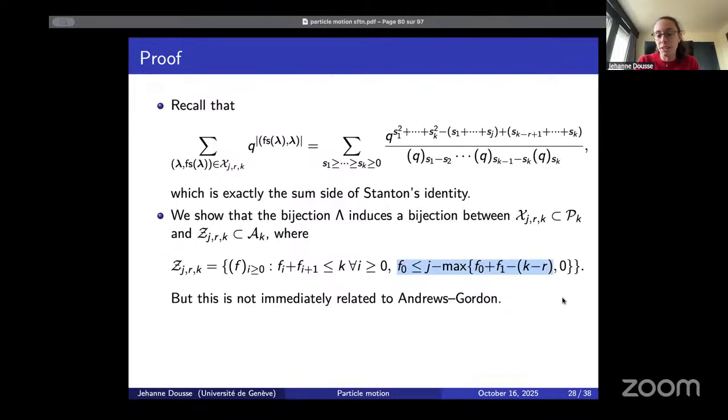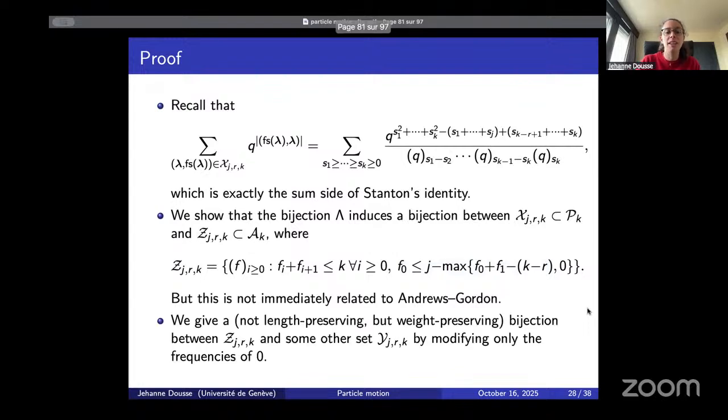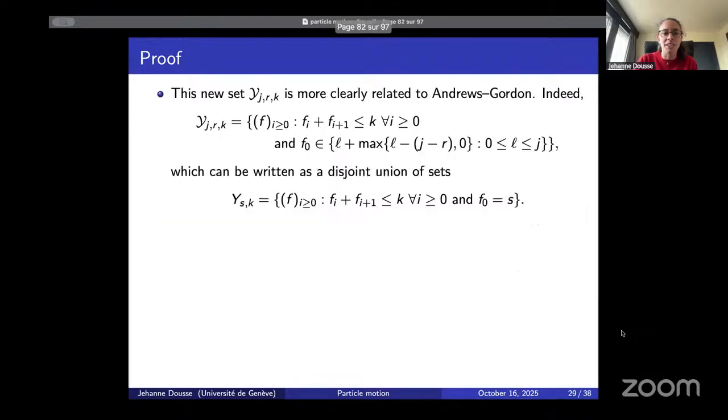So actually, what we did was to find another bijection between this set Z and another set Y. And it was not a very big bijection, it's just a bijection that modifies the number of appearances of 0. So you add some part 0 in some cases. So it doesn't change the size of your partition because you only modify part 0. But it will make the connection nicer with Andrews Gordon.